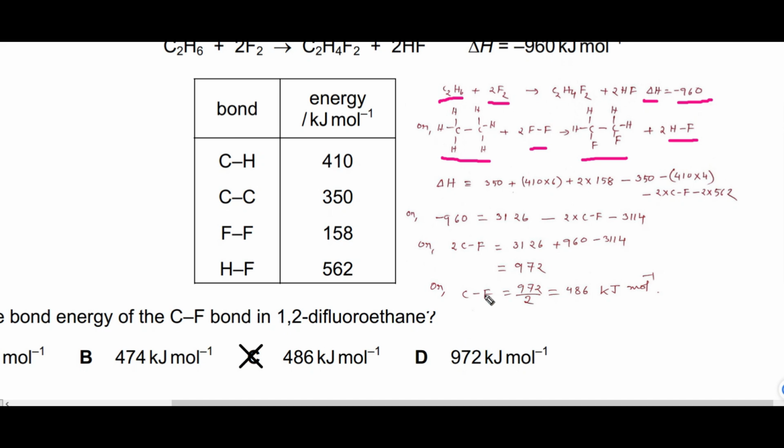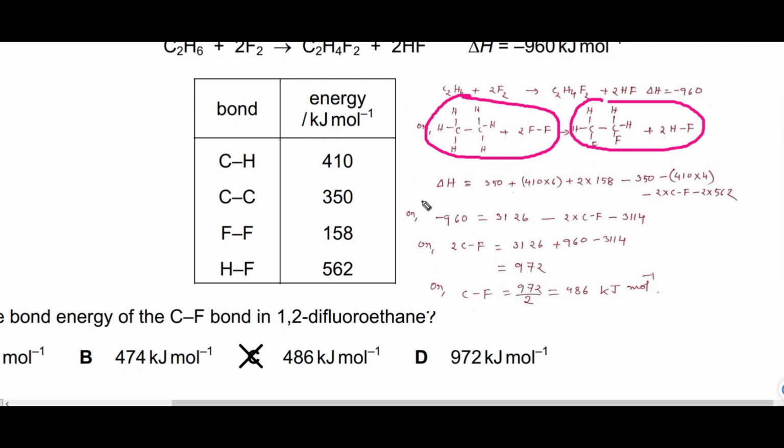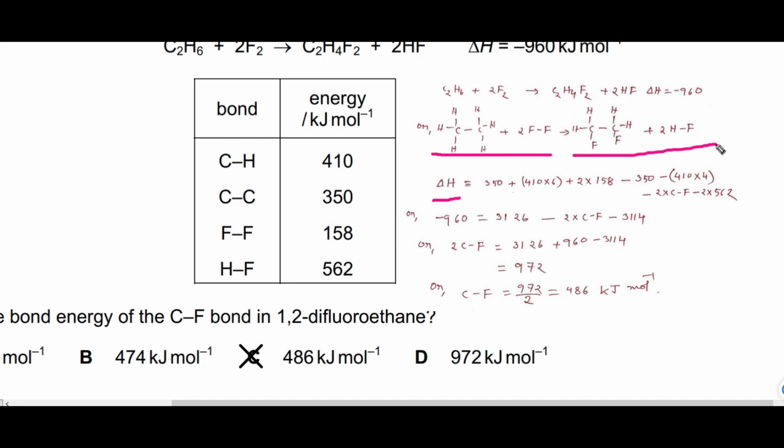-960. So you know the change in enthalpy, delta H, equals bond broken energy minus bond formed energy. Bonds broken means the bonds in the reactants that are broken, minus the bonds formed in the products. All bonds broken energy minus all bonds formed energy gives the enthalpy of the reaction.